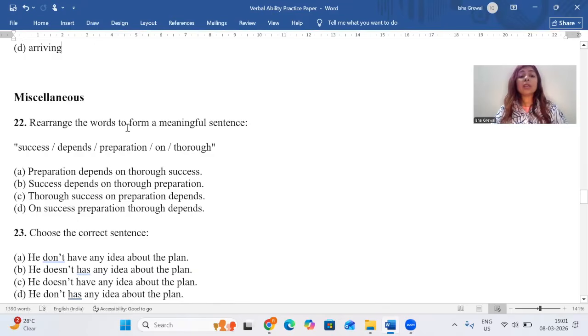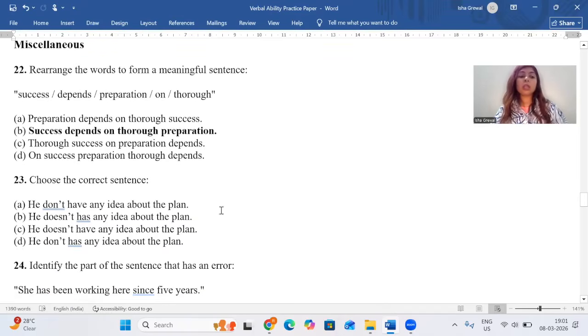Okay, rearrange the words to form a meaningful sentence: "Success depends preparation on thorough." So it is basically saying success depends on thorough preparation, right? It will not be anything else. Dependency of success is definitely on thorough preparation. If you're preparing thoroughly, you will surely be successful. So this is the correct answer.